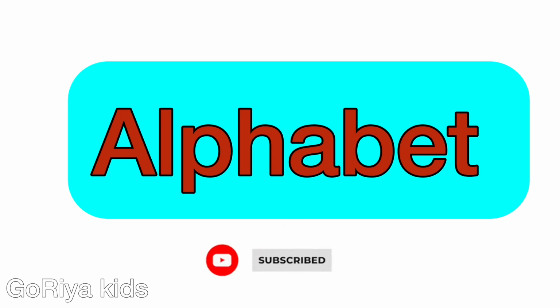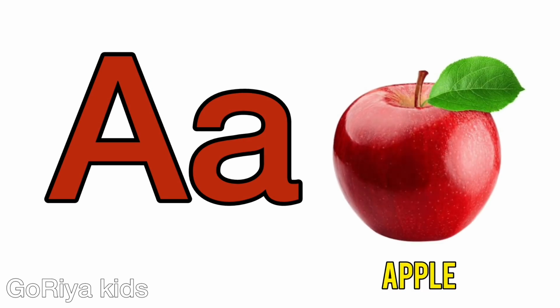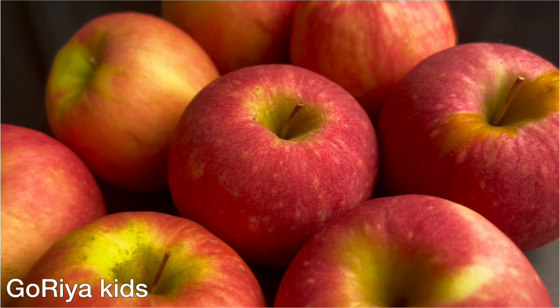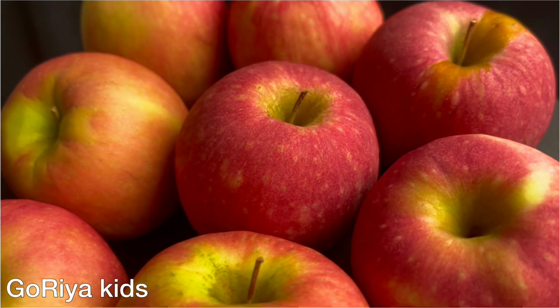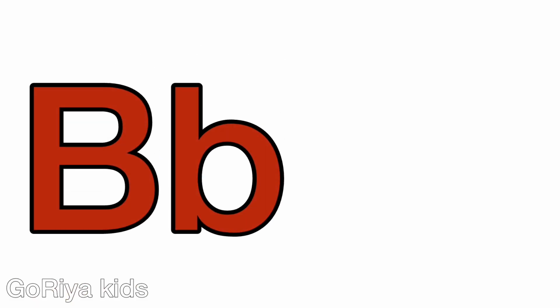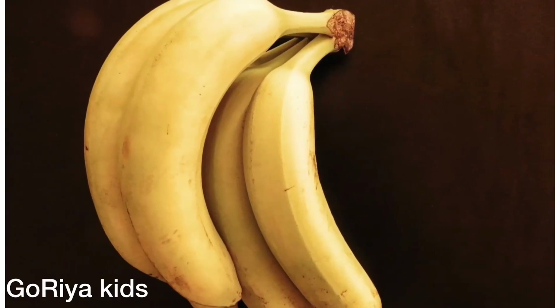Today we are going to learn alphabet A to Z. Let's start. A. A for apple. Apple. B. B for banana. Banana.